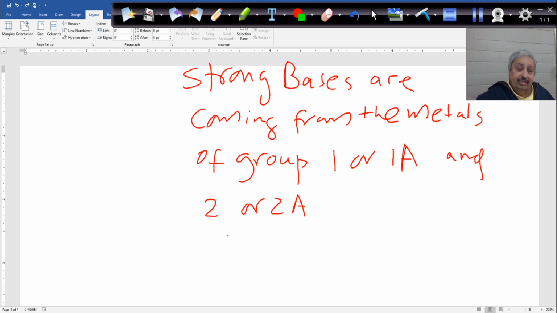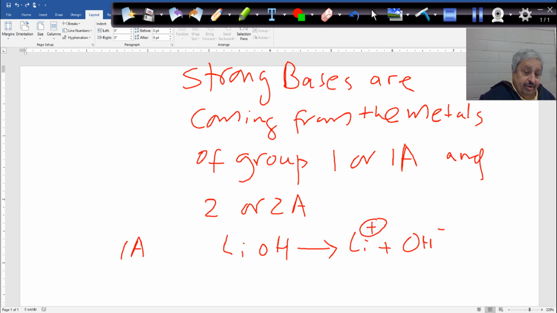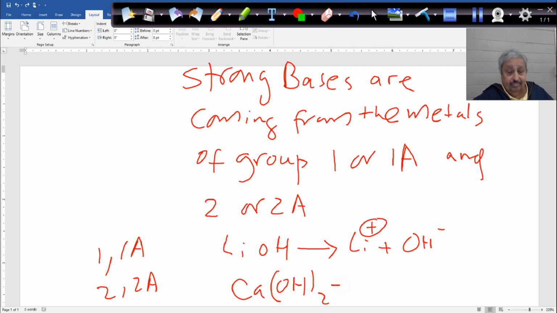So for example, lithium hydroxide, that's strong, one way arrow, lithium plus OH minus, correct? That's plus here. This is group A, 1A or 1, correct? 2 or 2A is calcium hydroxide, one arrow, okay? So that will be calcium plus 2OH minus.